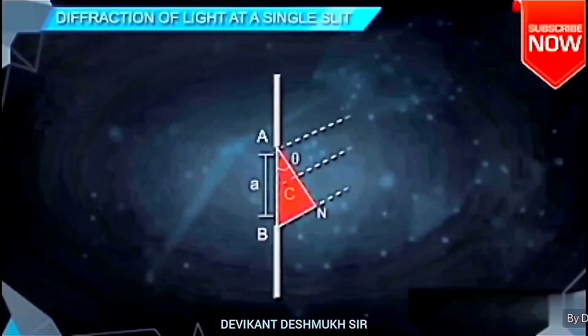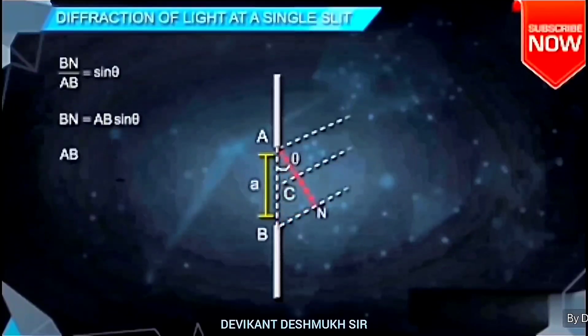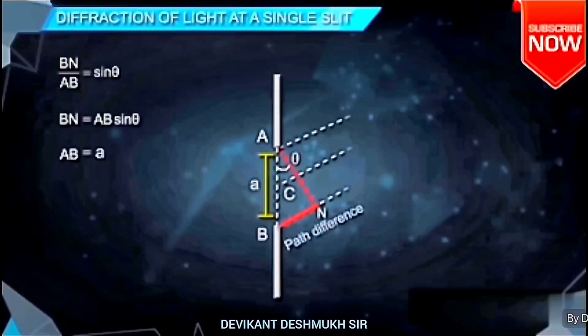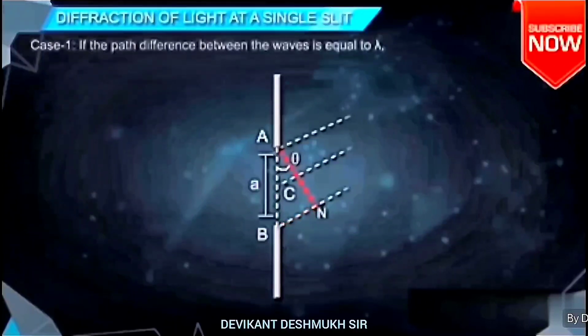From triangle ABN, sin theta will be equal to BN upon AB. Therefore, BN will be equal to AB sin theta. As AB is equal to the width of the slit small a, the path difference between light from A and B at P will be represented by BN and it is equal to a sin theta.